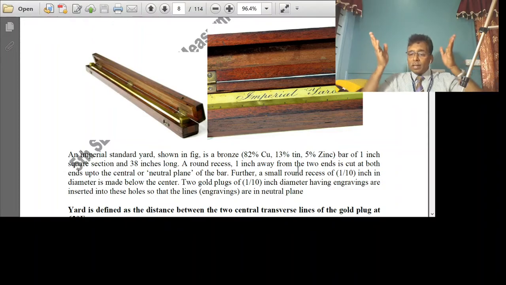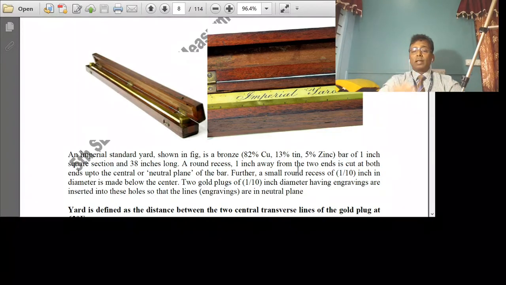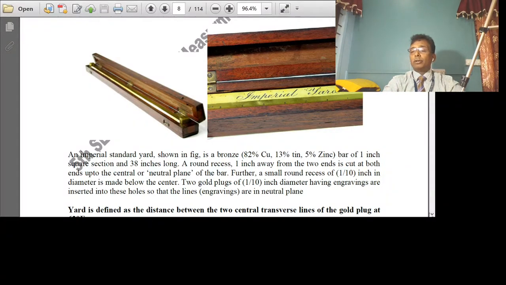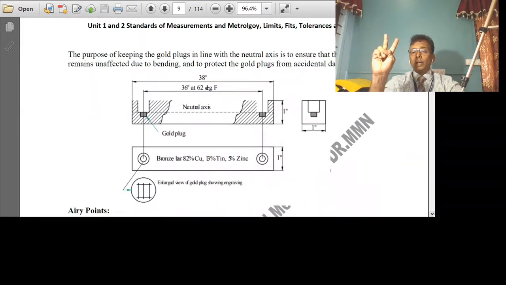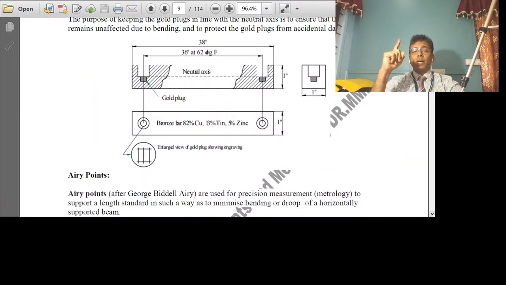Further, a small recess, 1/10 inch in diameter, is made below the center. Two gold plugs, 1/10 inch diameter, having engravings, are inserted into these holes so that the lines of engravings are in the neutral plane. I will show you the sketch. Can you see this? This is 38 inch and these are the two engravings, 36 inch at 62 degree Fahrenheit, and this is the neutral axis of the bar, and this is the small recess wherein the gold plug has been placed. Two gold plugs. Okay, it's a bronze bar, 82% copper, 13% tin, and 5% zinc.